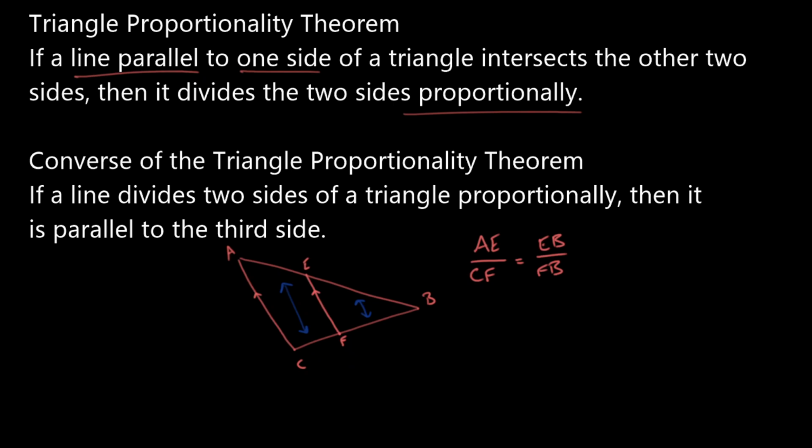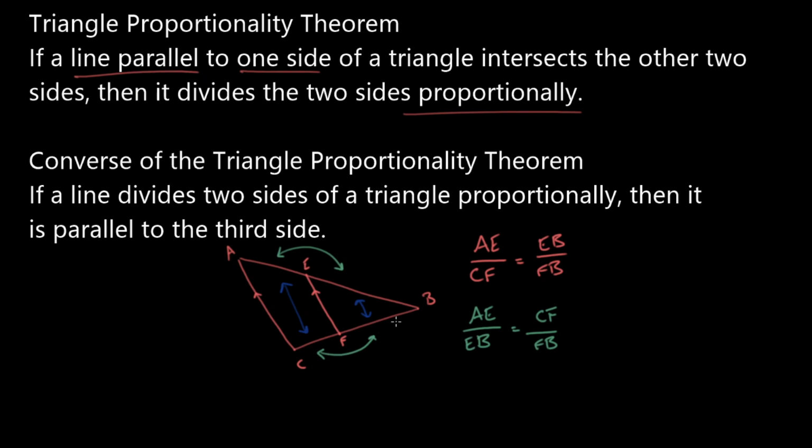The other way of looking at this is by talking about how it divides these sides. So AE is to EB in the same way that CF is to FB. So my sides are proportional, or rather they are cut proportionally to each other. The ratio between AE and EB is the same as the ratio between CF and FB.